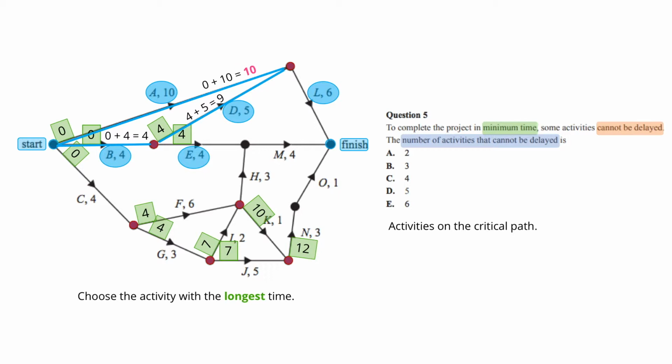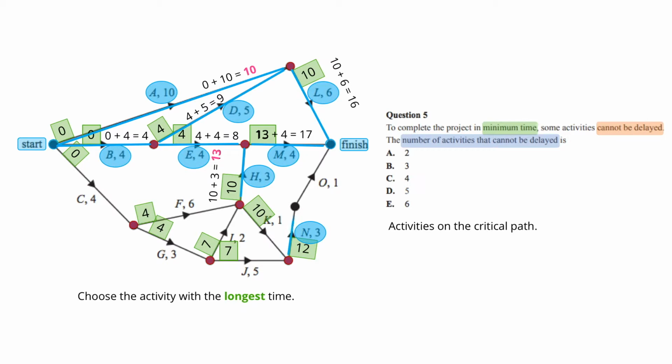with the longest time, which is 10. We now follow activity E, so 4 plus 4 equals 8, and from H, with an earliest starting time of 10, we have 10 plus 3 equals 13. In order to determine the earliest starting time for activity M, again we choose the activity with the longest time, which is 13. Following activity L, we have 10 plus 6 equals 16.